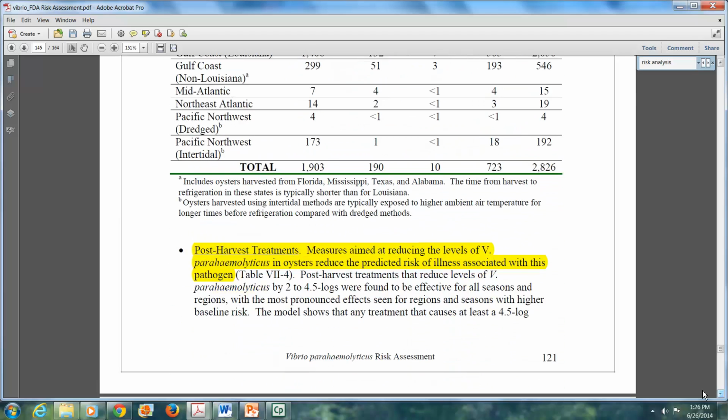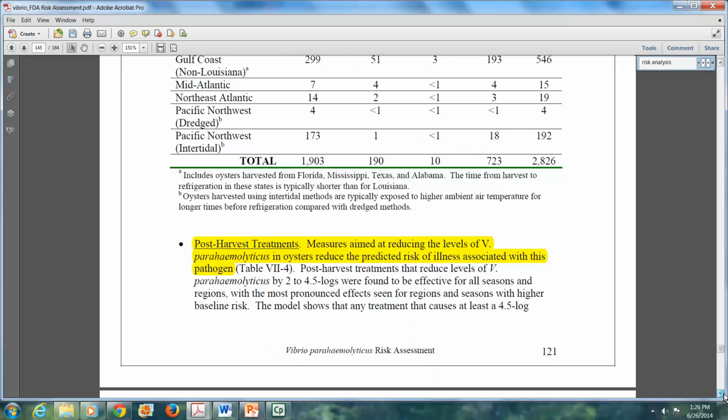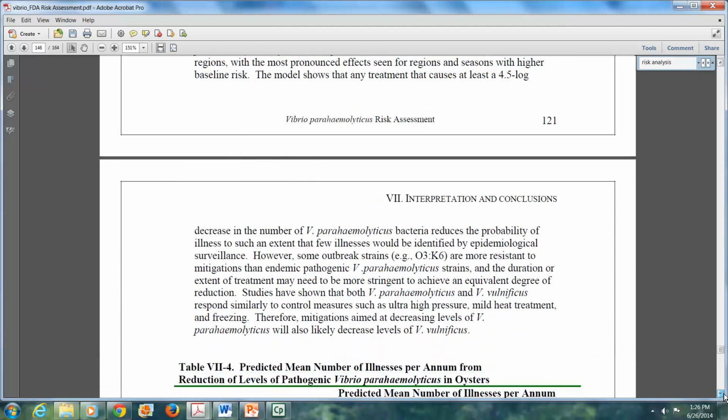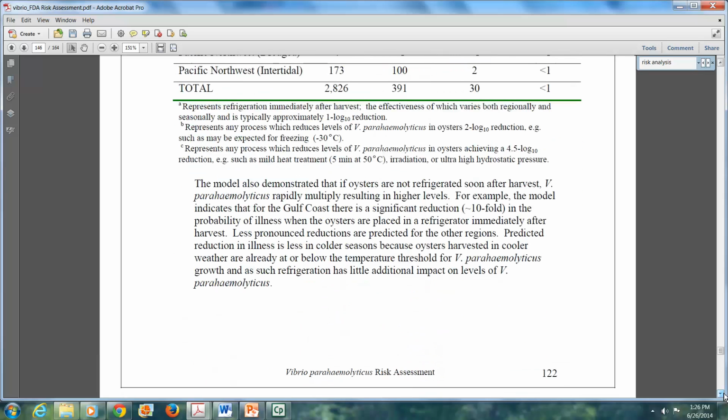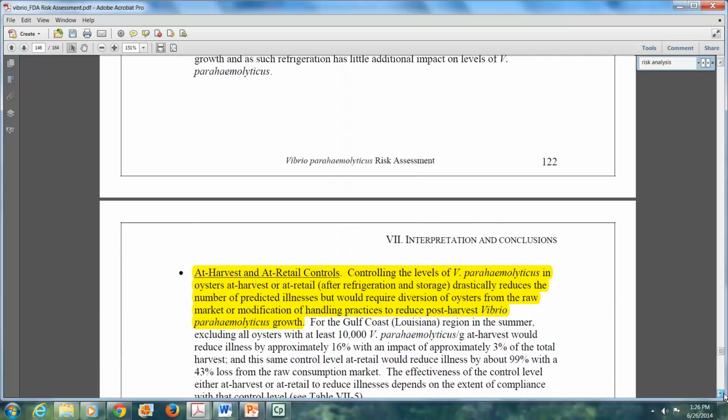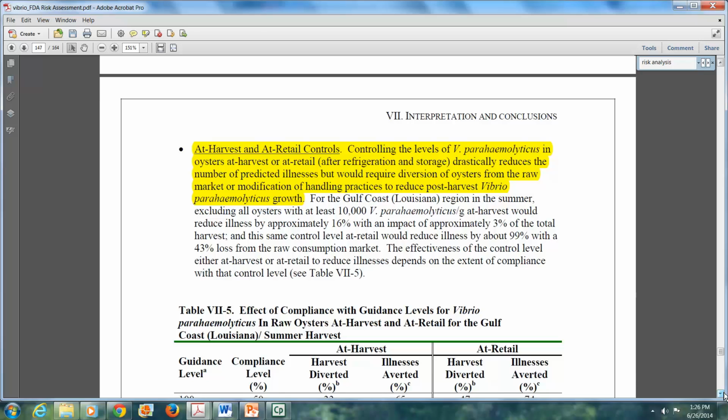And they outline post-harvest treatment. These would be measures aimed at reducing the levels of Vibrio parahaemolyticus in oysters to reduce the predicted risk of illness associated with this pathogen. And there's a discussion of what those measures are. We continue down and see there would also be at-harvest and at-retail controls.